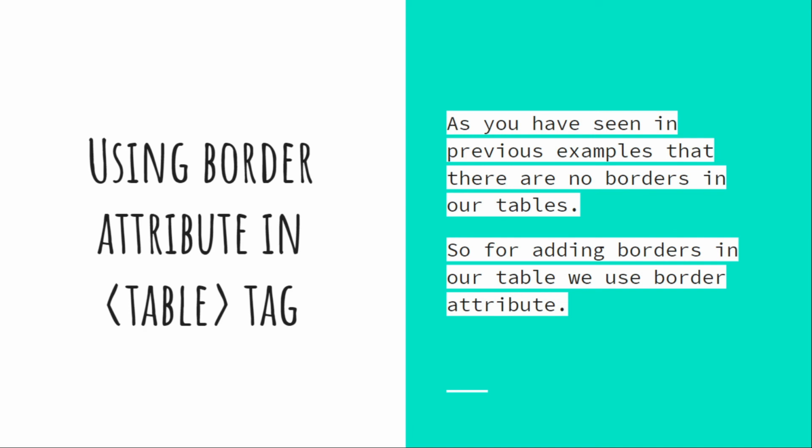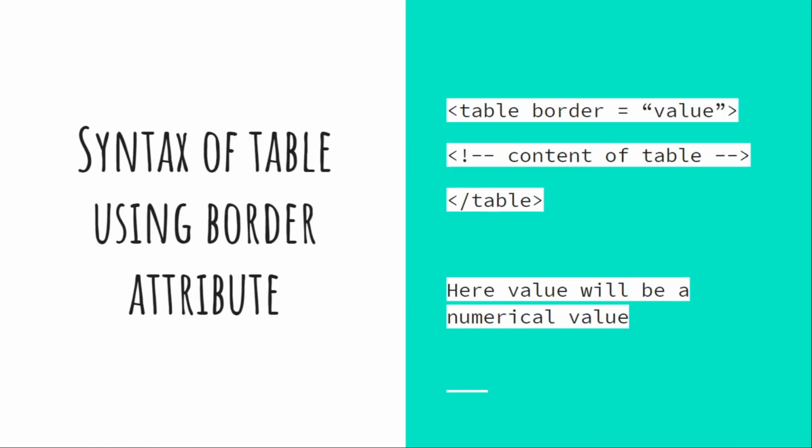In previously created tables, you have seen that we don't have borders in our table, and that makes our table look ambiguous. So for creating a border in a table, we use the border attribute. On your screens, you can see the syntax of the border attribute. So let's just add the border attribute inside our HTML tables.